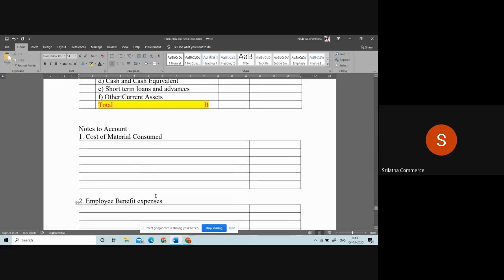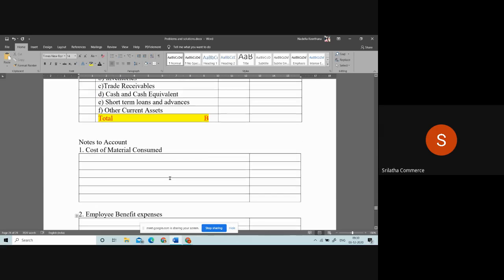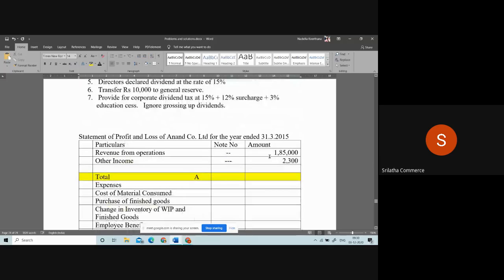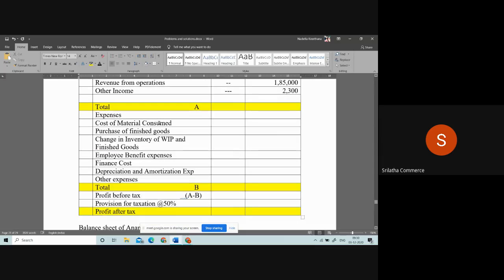For all these we are supposed to calculate. On the income side we did not take notes because there is only one account, so we are not showing it under notes to account. But from here onwards, cost of material consumed, then employee benefit expenses. Inventory changes, work in progress and finished goods are not given, so we are not doing those. Then finance cost, depreciation and amortization, and other expenses. This way we are preparing notes to accounts.